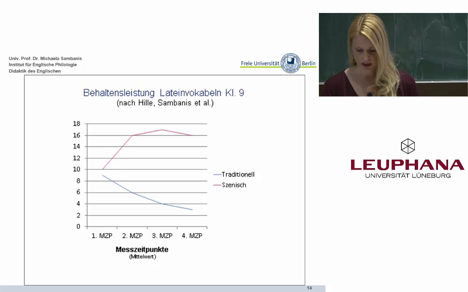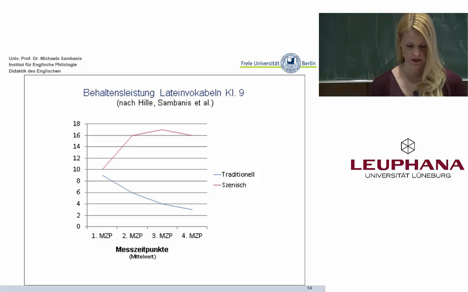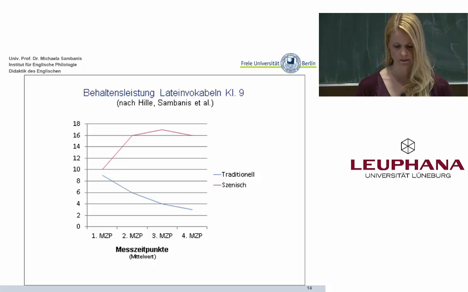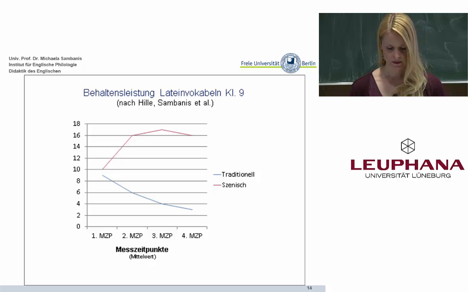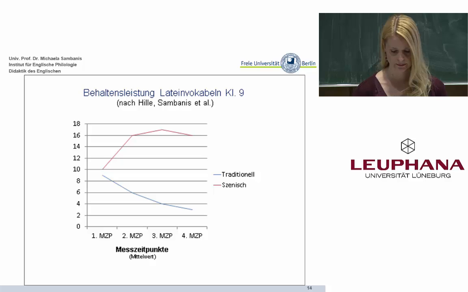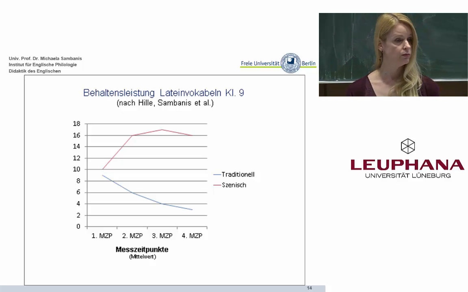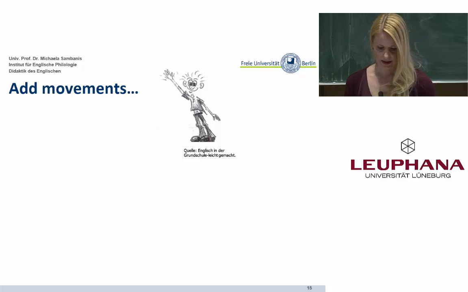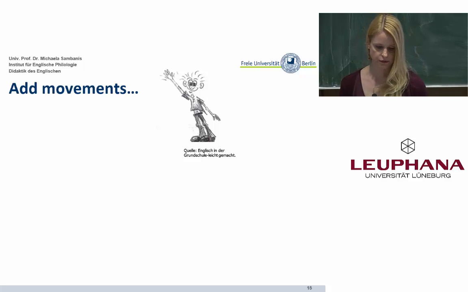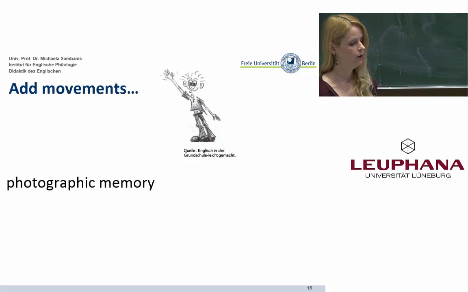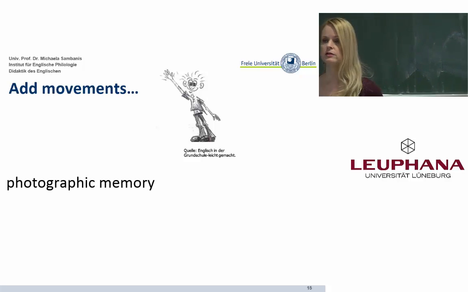That's how it works. And I think it could be nice for you to get a feeling of how scenic learning works in the classroom. I thought it would be nice to just do it. So at first, what we need is movements. I need you to find a gesture for photographic memory. So I need suggestions, yeah?